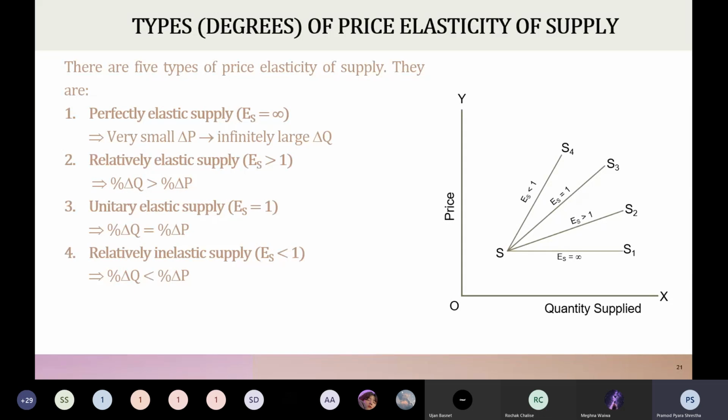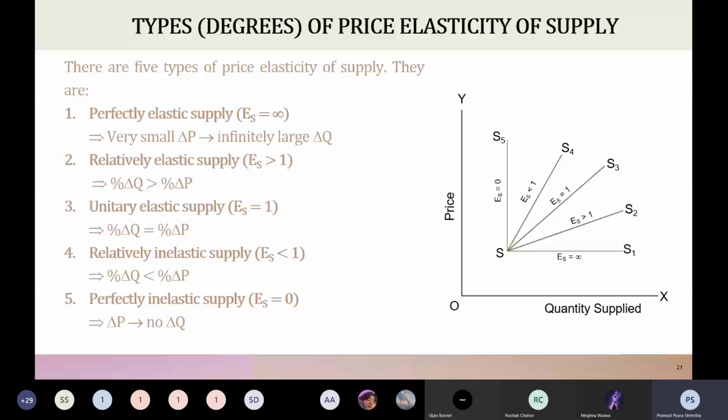Finally, the last one is perfectly inelastic supply, where the value of ES is equal to 0. It means there is no change in quantity supplied with the change in price of the commodity. This type of elasticity is shown with a vertical line, that is, a line parallel to the y-axis. This line shows no change in quantity supplied with the change in price of the commodity.